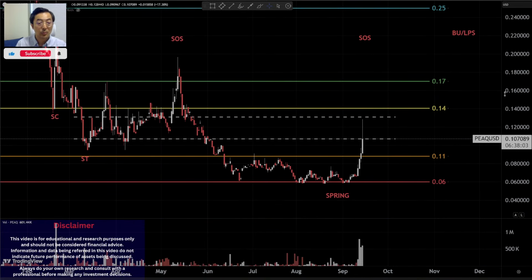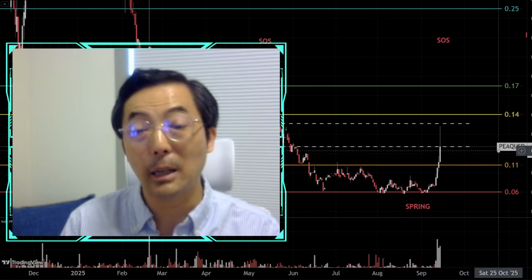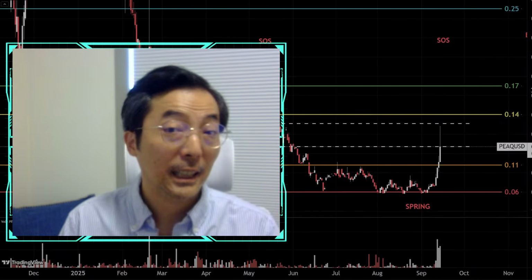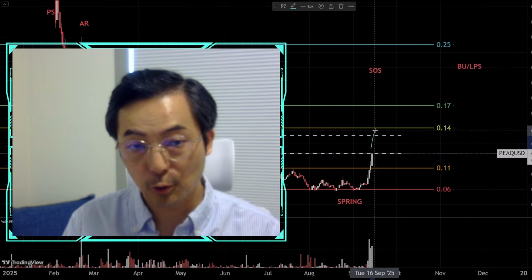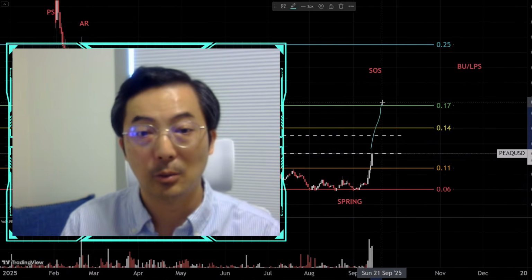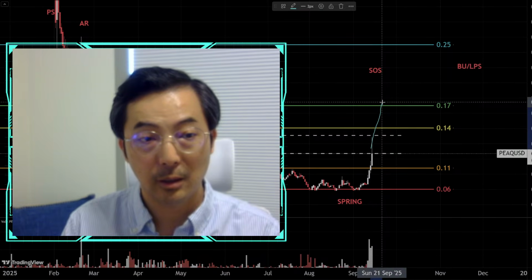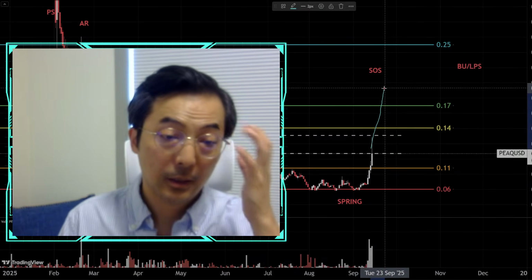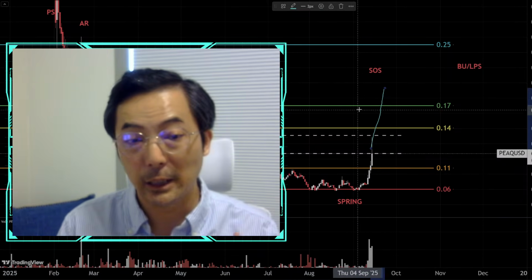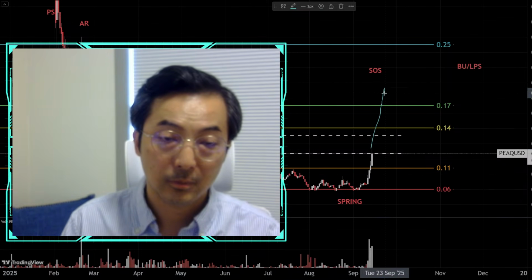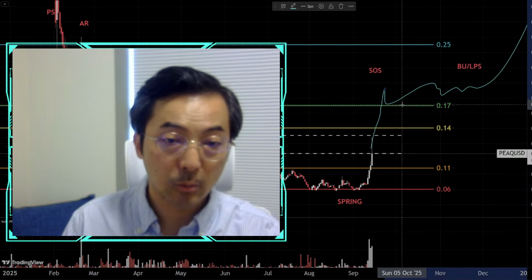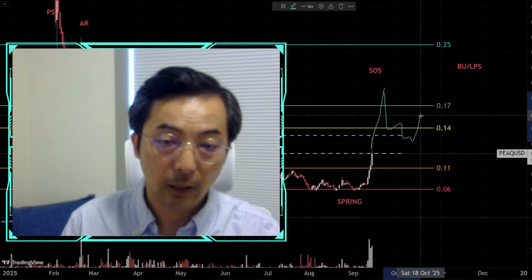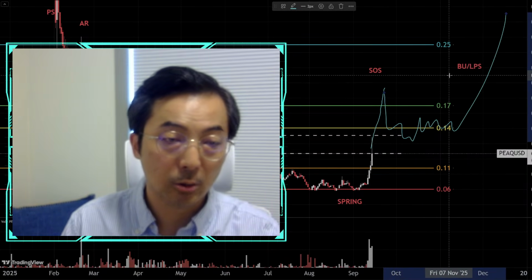So for now, ideally, PEAQ may be heading towards a new distribution cycle, but it's still too early to tell, because even if the price shoots up past the green key level, the 0.17, and reaches a new sign of strength, you see what happened after sign of strength, right? It doesn't always come to the backup LPS platform period and then shoots up. It can come down for some more tests and accumulate at a lower level before it goes skyrocket.